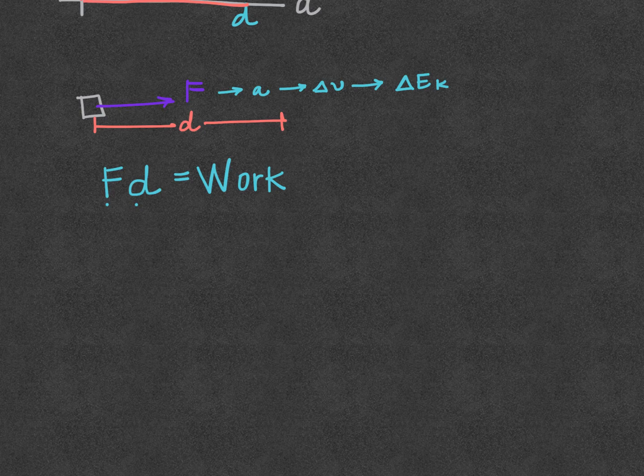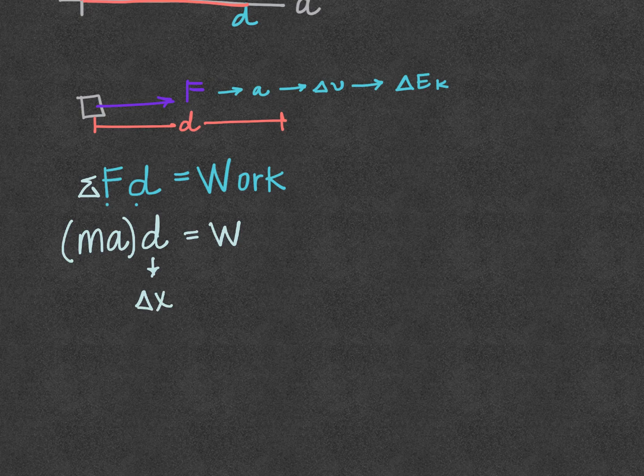So if this is a net force that causes this change in velocity, then it is equal to m times a, and then we're going to multiply by d, so this is substituting in for the net force, and that would equal our work. I'm going to just abbreviate work with a W. Now, d could be written as a change in position, a delta x. So then I would have m a times delta x is equal to our work.